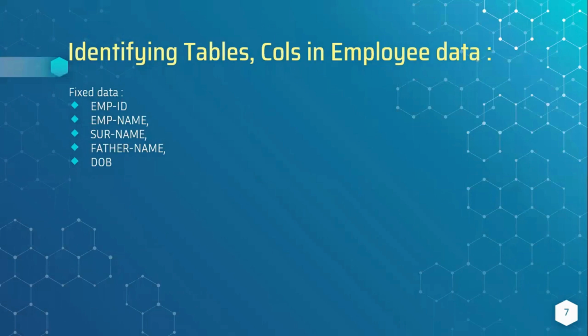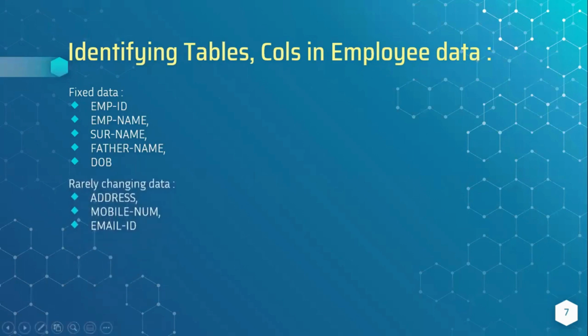If you take employee ID, employee name, surname, father name, date of birth, they will never change. They are fixed data columns. Next, if you take address, mobile number, and email ID, they will keep on changing. They are changing data. But if you take an example of house address, do we change house address on a regular schedule every quarter or every month? No. Once in a few years, whenever we really need only, we will shift our house. Similarly, mobile number or SIM number. We don't change SIM number every quarter or every month. So these are called rarely changing data.